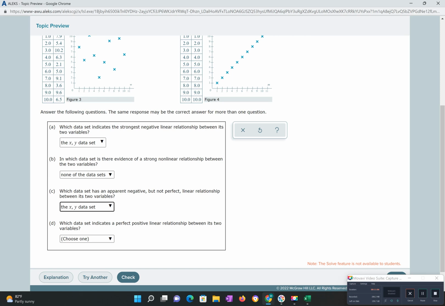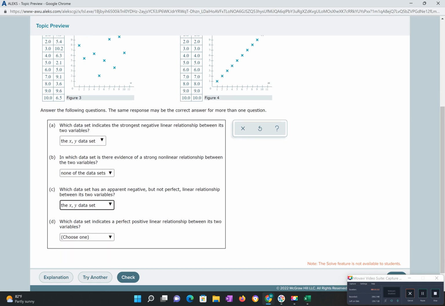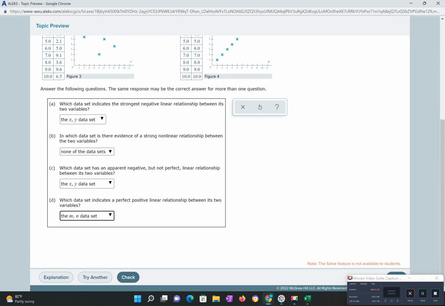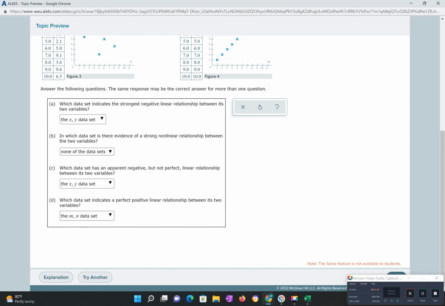And which data set indicates a perfect, keyword perfect, positive linear relationship? It looks like MN. Let's check. All right, looks like we're good. So they did use that twice, which is odd.